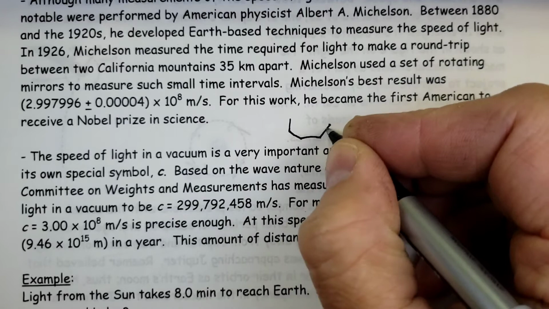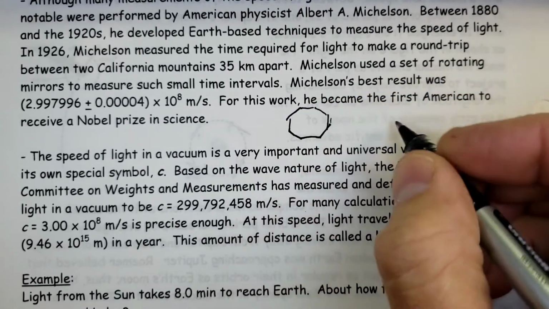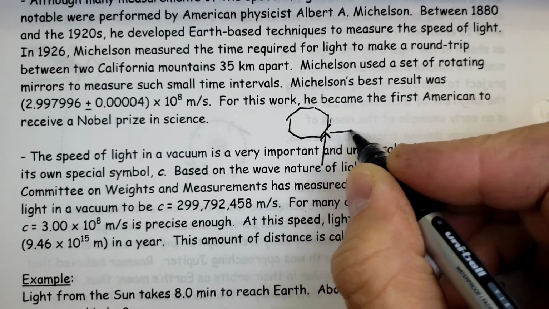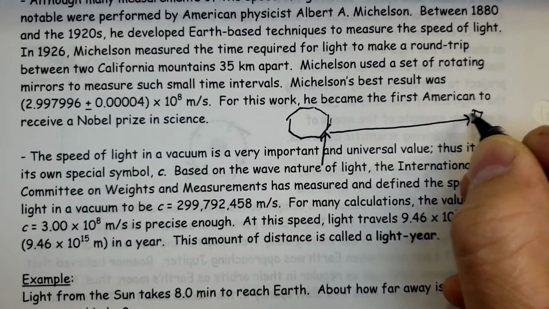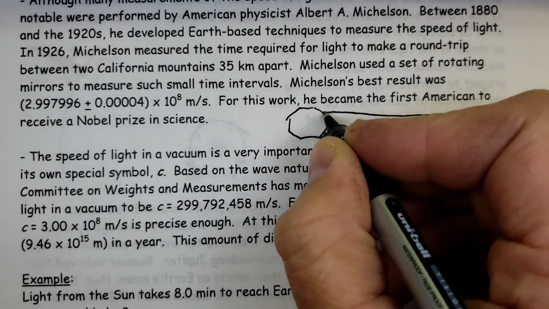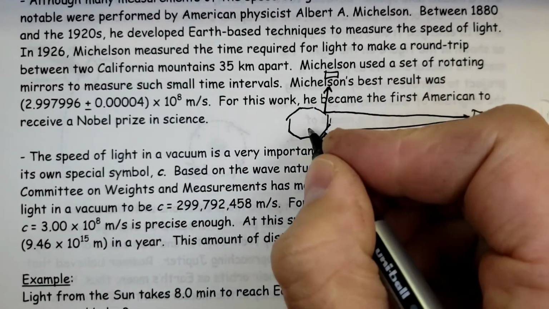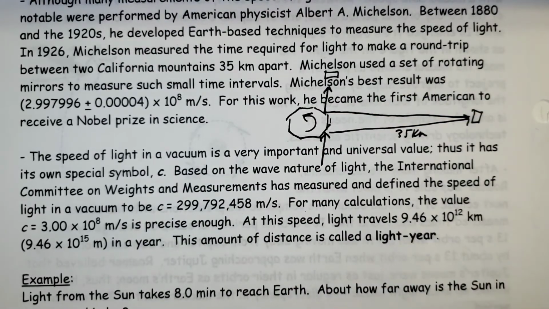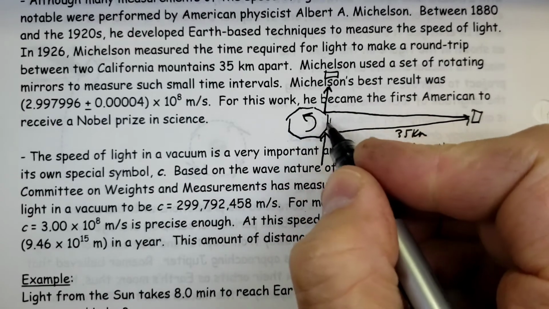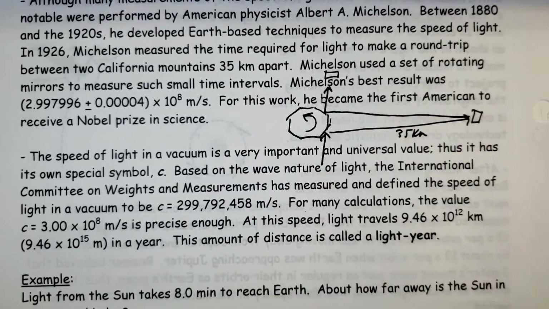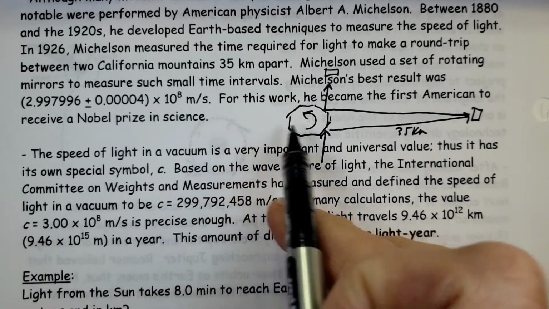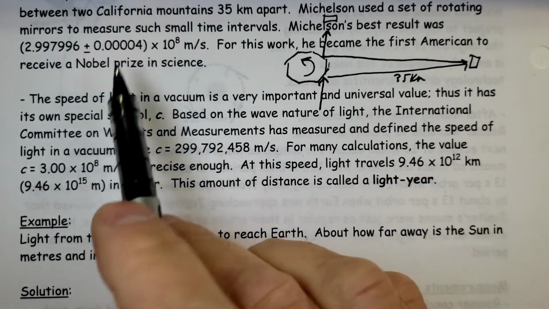There is a rotating mechanism, an octagon, that had mirrors on it. And so light would be projected on this mirror, go out to a mirror that was 35 kilometers away, because you need a large distance to measure this very short time interval. And then over here there's a detector. So this thing was rotating, and the frequency of rotation was known, so that could give us a time to go 35 kilometers and come back 35 kilometers. Of course it hits a different face by the time it comes back, because it's rotating, and we can get a time measurement there. And the speed of light was measured to be 2.99 times 10 to the 8 meters per second. For this work, he became the first American to receive a Nobel Prize in Science.